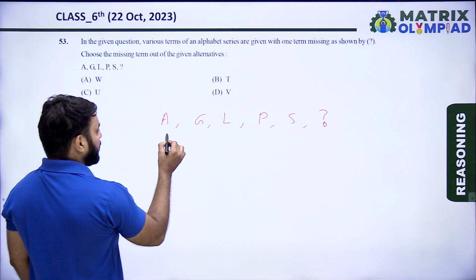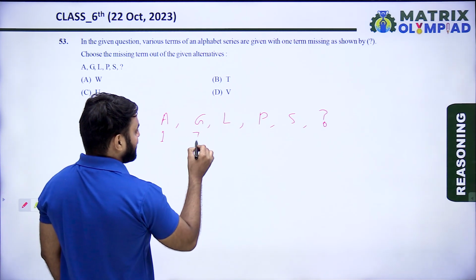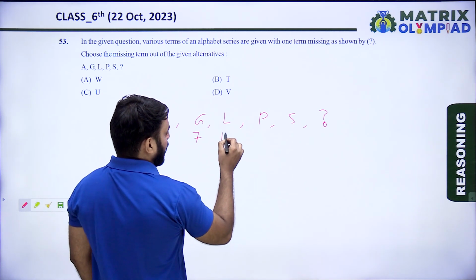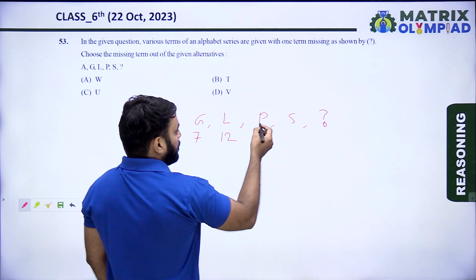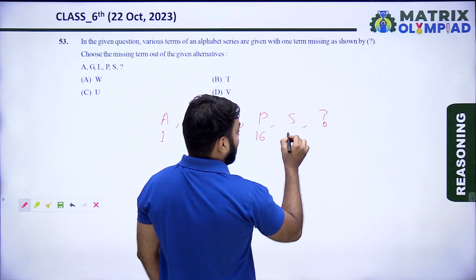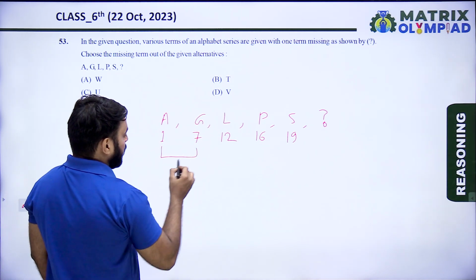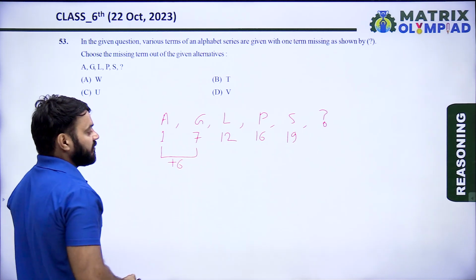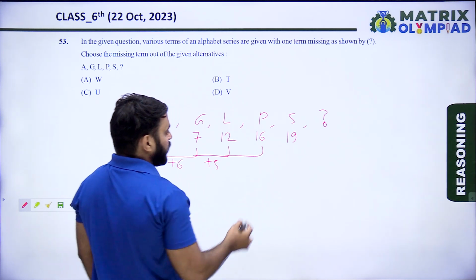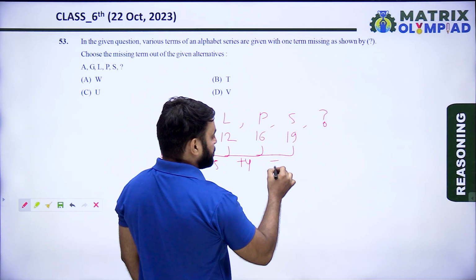The position of A in the English alphabet is 1. The position of G is 7. The position of L is 12. The position of P is 16. The position of S is 19. So the pattern of the question is: 1 to 7 means plus 6, 7 to 12 means plus 5, 12 to 16 means plus 4, 16 to 19 means plus 3.